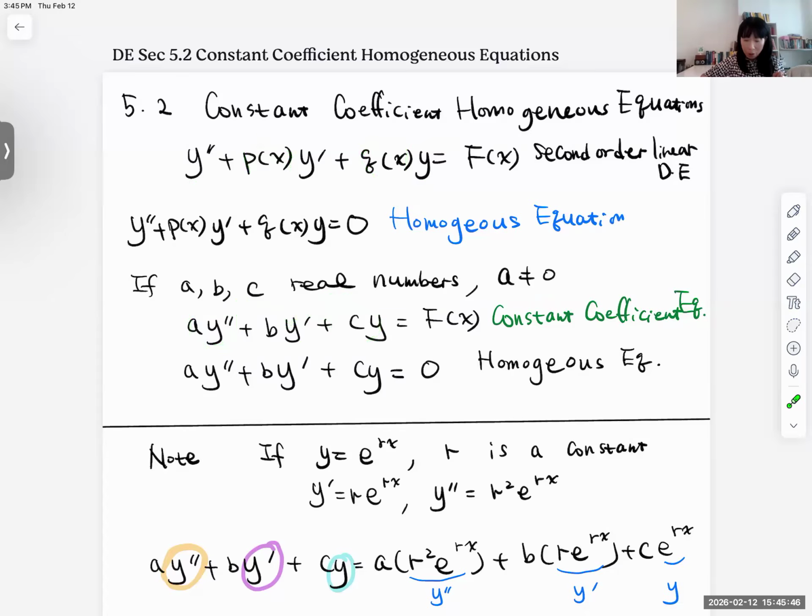So we have the form of a constant coefficient equation here. Instead of a polynomial, we just put real numbers for each term. Then once again, for a homogeneous equation, we set the other side equal to zero.